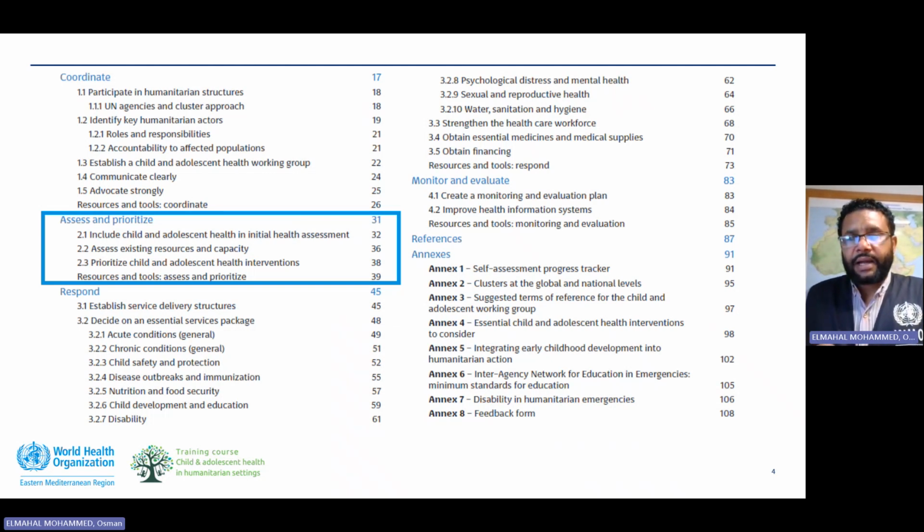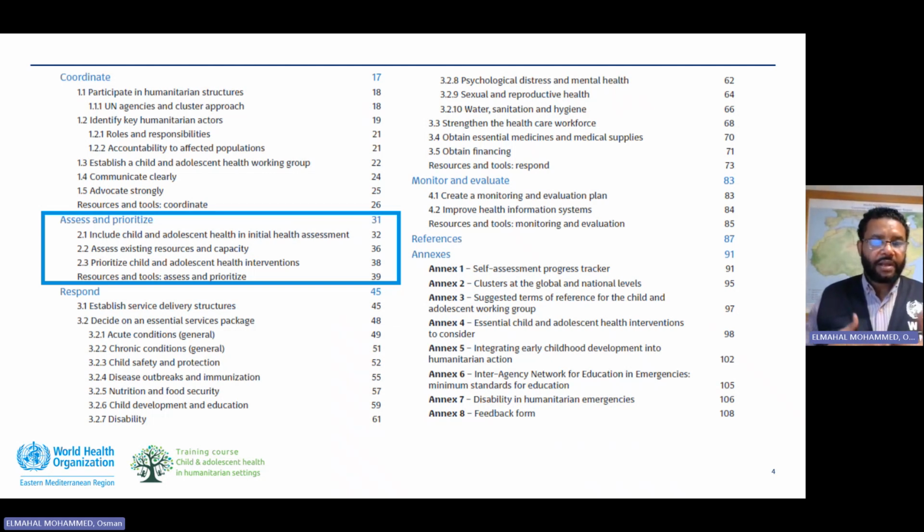For this training, we will be discussing the inclusion of child and adolescent health in the initial assessment, and how we can include them. What domains need to be covered? What areas need to be addressed in order to systematically include child and adolescent health in the response operation? Then we'll discuss how we assess the existing resources and capacity. What do we have at the community level, at the government level, or at the international level? What are the resources and capacities that we have in order to cover those needs?